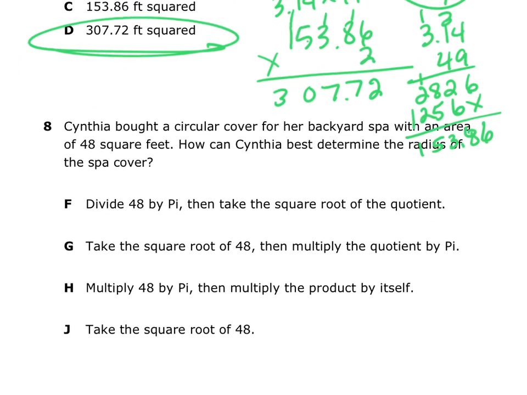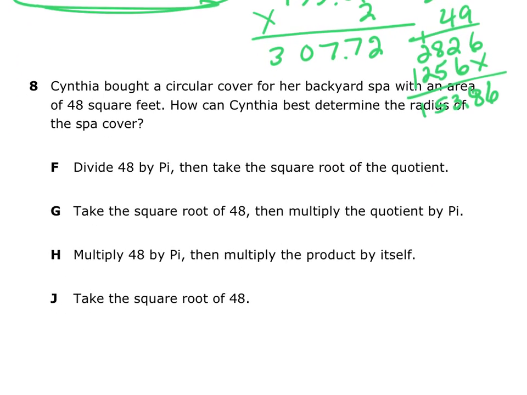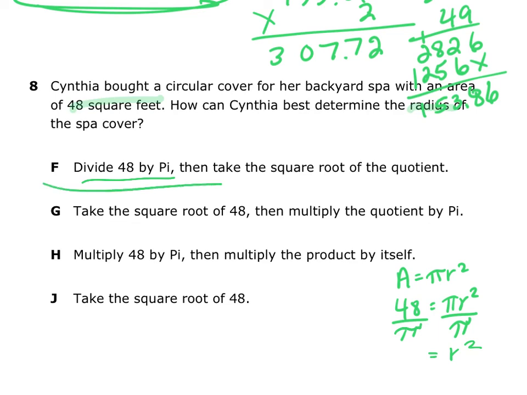Okay, number 8, Cynthia bought a circular cover for a backyard spa with an area of 48 square feet. How can Cynthia best determine the radius? So we're working backwards here. We have area equals pi r squared, and we know the area is 48. We know pi. We don't know the radius. So to solve, it would just be like solving for x. So you're going to divide both sides by pi. The answer that divides both sides by pi is this one. And then you're going to take the square root. So you're going to say r equals the square root of whatever you get there. So the answer is F.